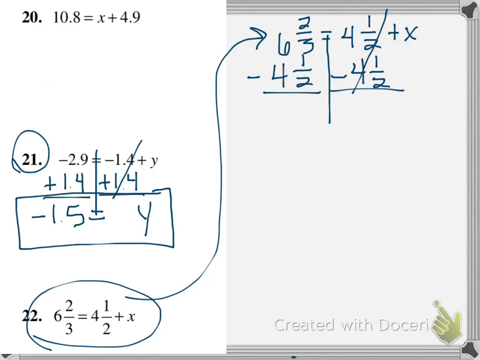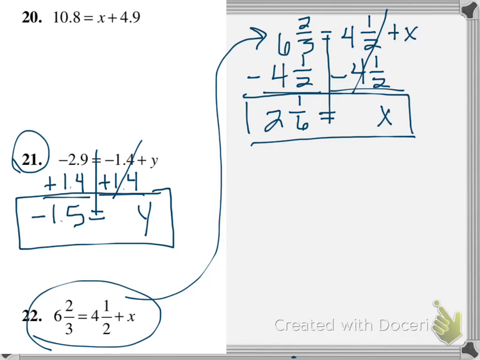And those zero out, and I'm left with x equals, and 6 2/3 minus 4 1/2 is going to be 2 1/6. Then you can just plug that subtraction into your calculator. No need to do it by hand since you're allowed to use a calculator. So x equals 2 1/6. And you can always plug that back in to make sure that you're right. 4 1/2 plus 2 1/6 should be 6 2/3 if you did it correctly.